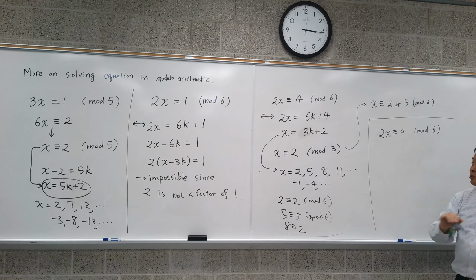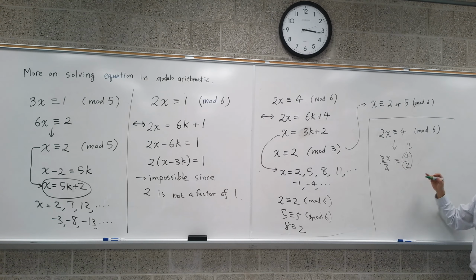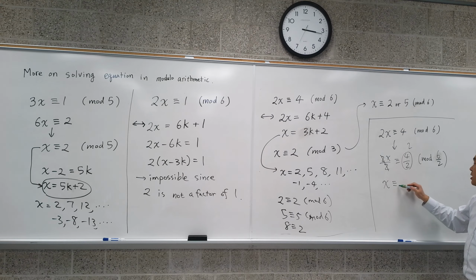But there's a catch. If you divide by 2, you get 2x over 2 congruent to 4 divided by 2. None of them are fractions. This is just 2. That's fine. But if this number happens to be also divisible by that number that you're dividing both sides by, then the rule is that you have to divide that as well. So 6 also has to be divided by 2, okay? So you get x congruent to 2 mod 3.